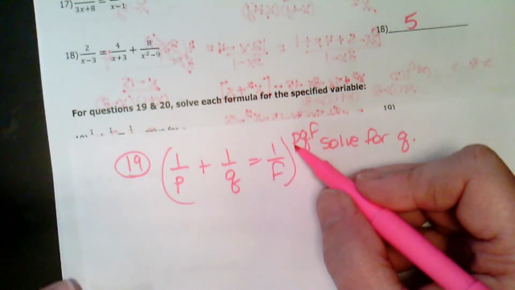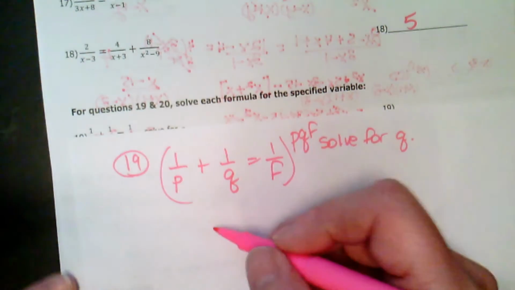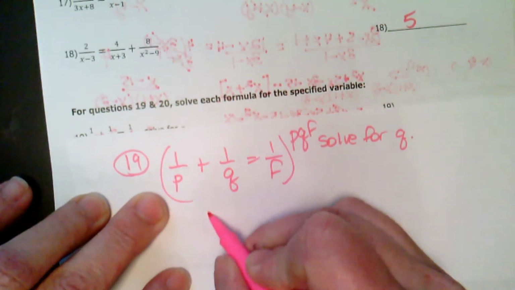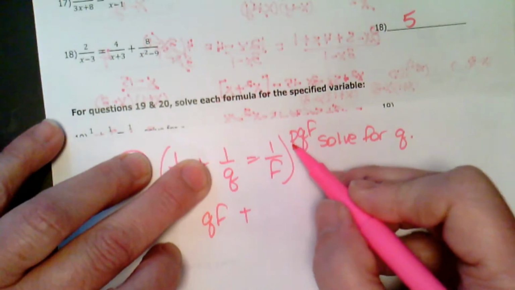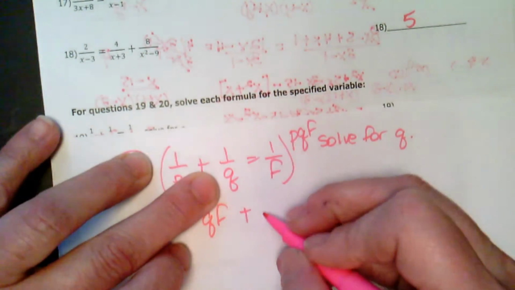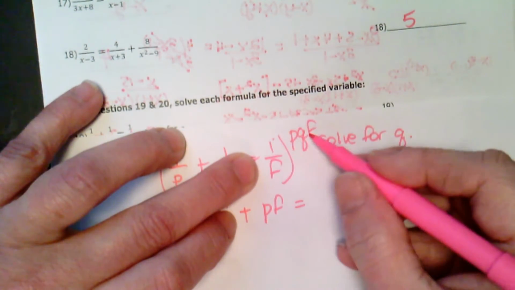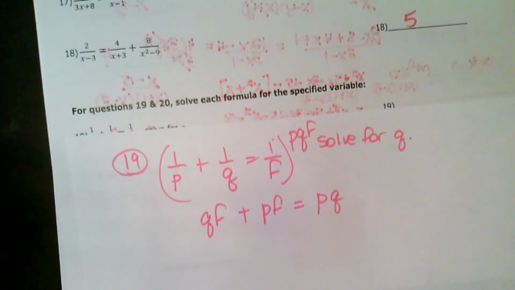So if I times the LCD, which is PQF, that'll get rid of our fractions. So if I do 1p times PQF, the p's will cancel out and we're left with q and f. If I do 1q times PQF, the q's will cancel out and I'm left with PF. If I do 1f times PQF, the f's cancel out and I'm left with PQ.